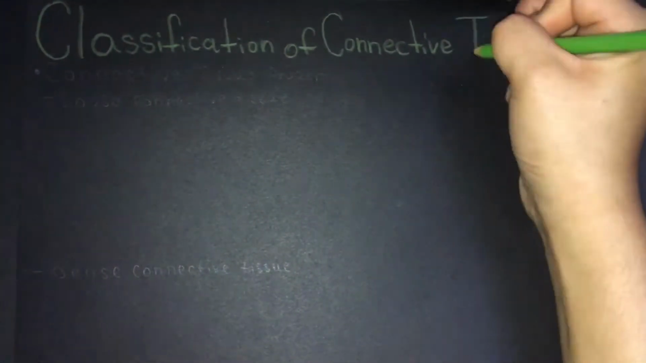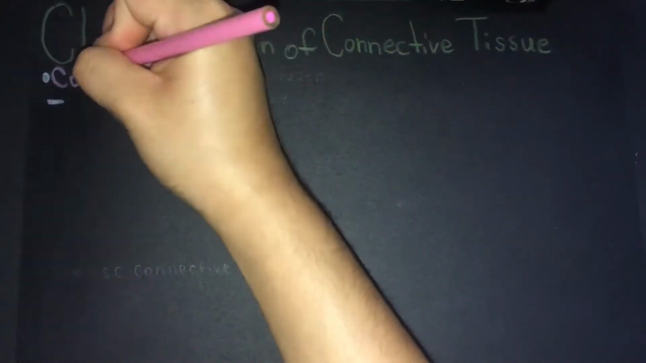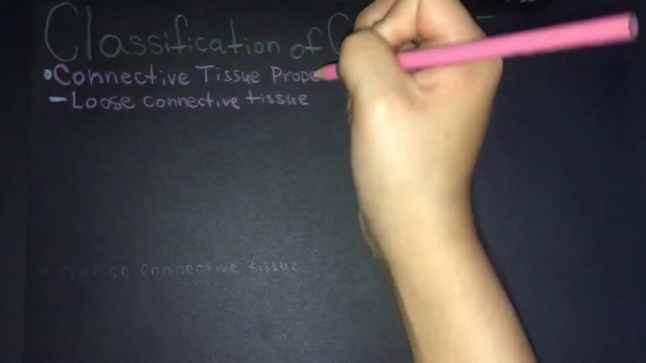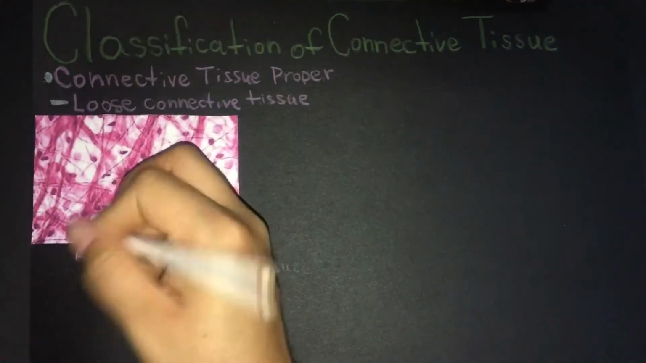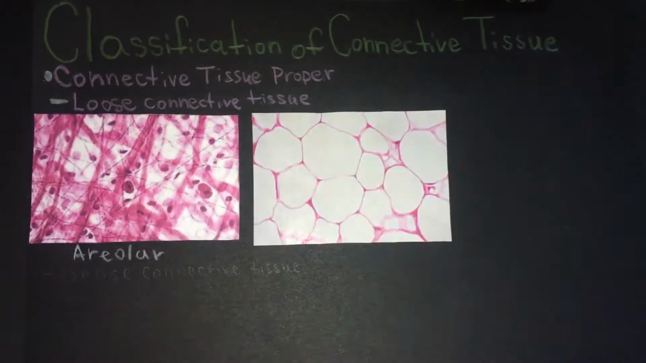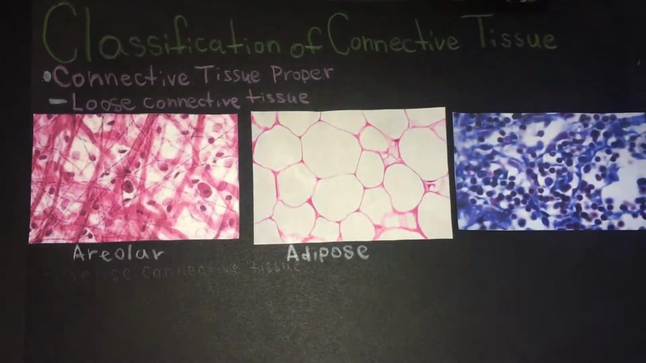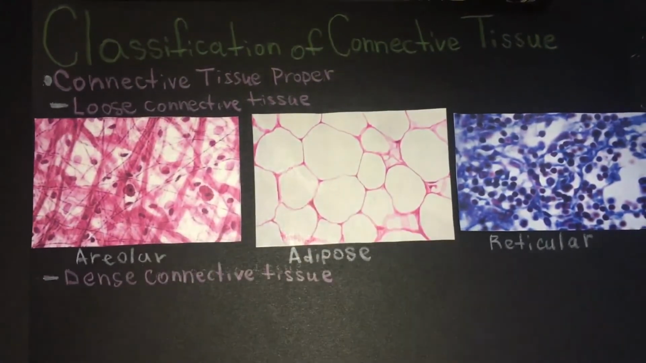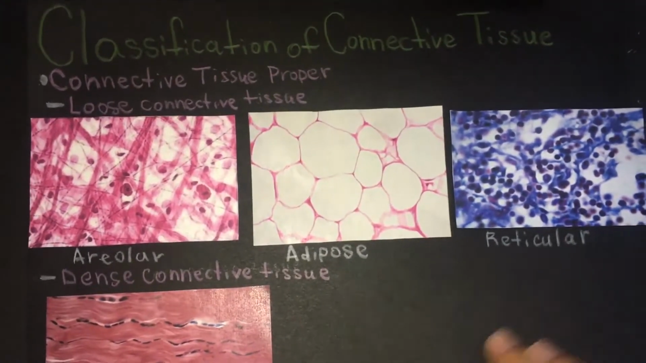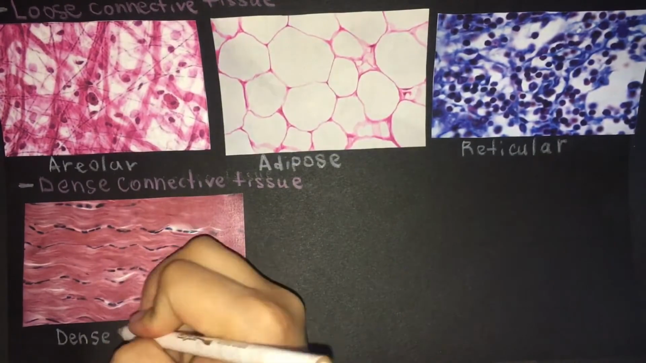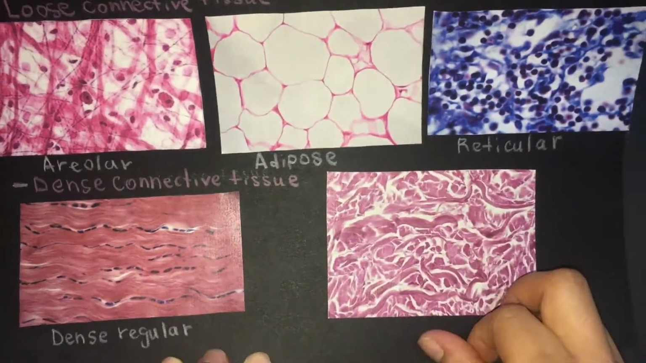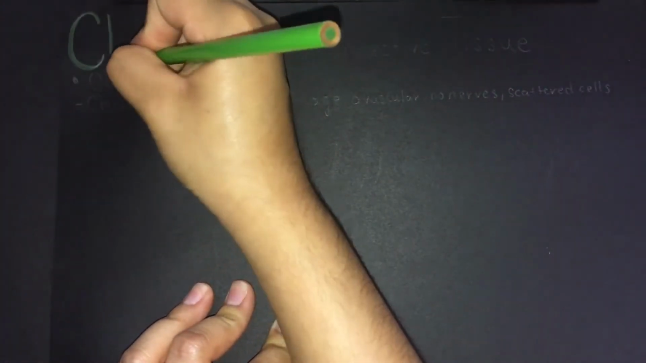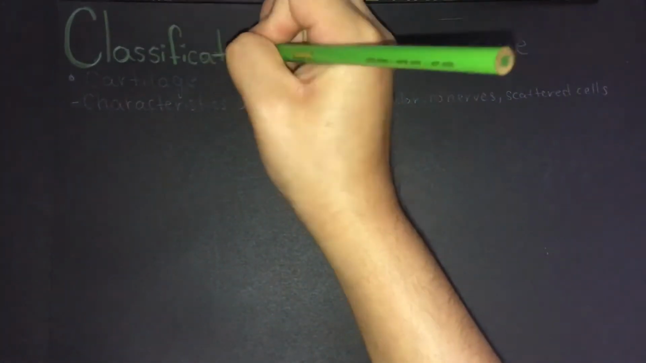Classification of connective tissue. Connective tissue proper has loose connective tissue, which has areolar tissue, adipose connective tissue, and reticular connective tissue. Connective tissue proper also has dense connective tissue, which has dense regular and dense irregular. Classification of connective tissue.